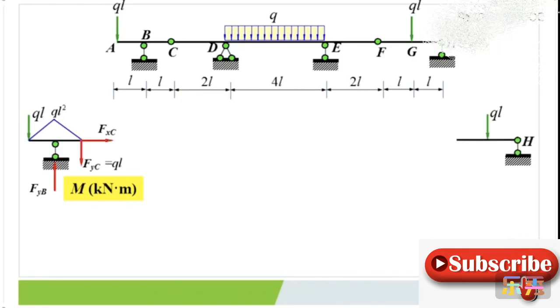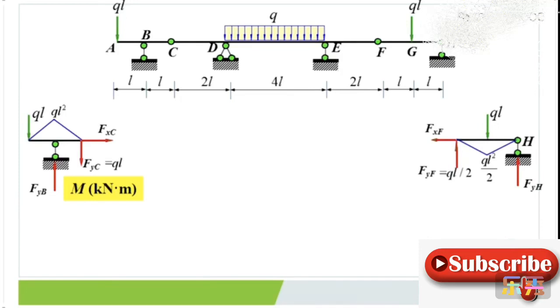For the FJH part, FYF is equal to half of QL according to the equilibrium condition. The bending moment diagram is such a polyline. For the section J, M is equal to half of QL square.